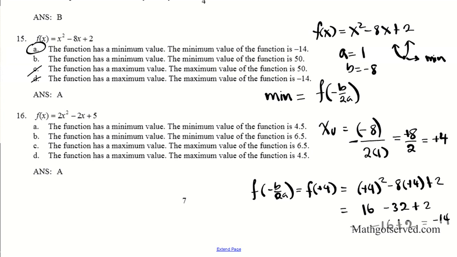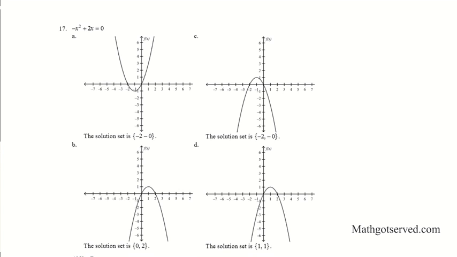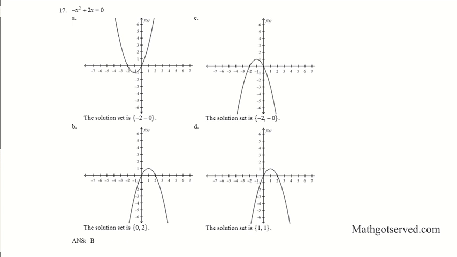Now let's move on to question number 17. It says which of these is a solution set? Let's go ahead and solve this first, and then we can see which one is the correct option. So we have negative x squared plus 2x equals 0. I don't need to use the x game here because we have a binomial. So what I can do is break it down: negative x times x plus 2 times x. What can I factor out of here? I can factor out an x and an x, right?